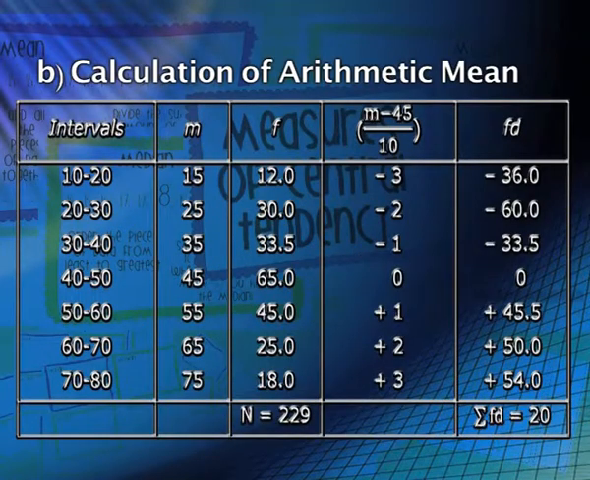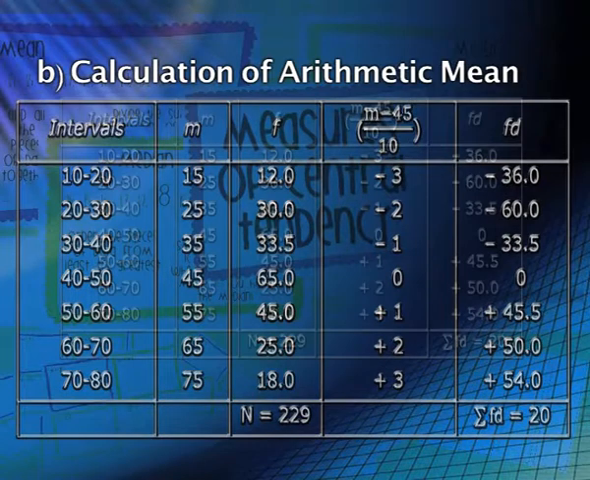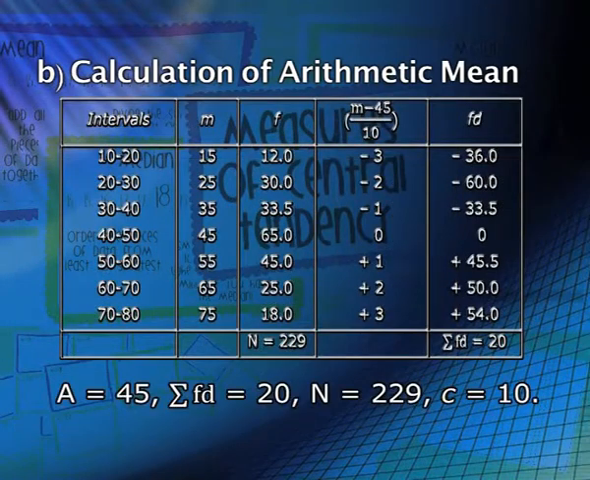Now let's come to the second part of this question. In the second part we are doing the calculation of arithmetic mean. For that we are making the table with columns headed as intervals, M, F (small f), and the next column is M minus 45 by 10, and the last column is of FD, F times D. From the table we have collected the following information, that is A equals 45, sigma FD is equal to 20, N equals 229, and small c is equal to 10.